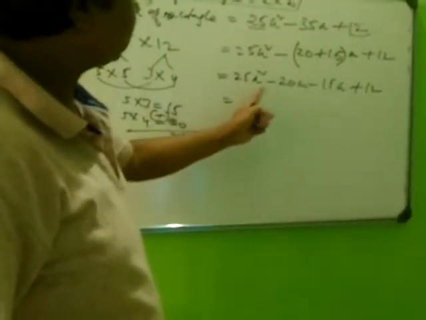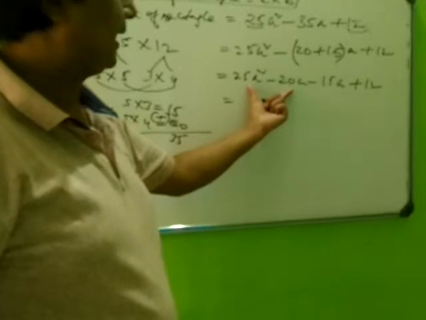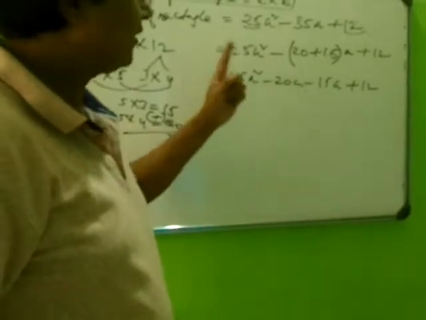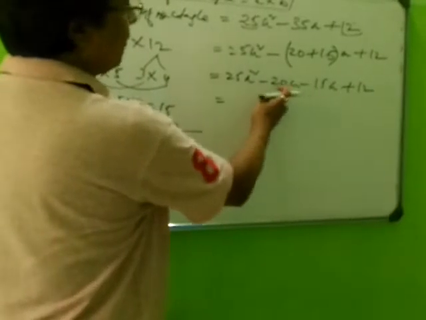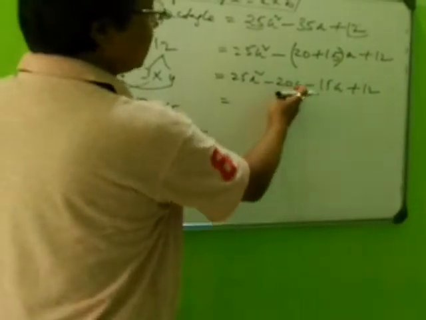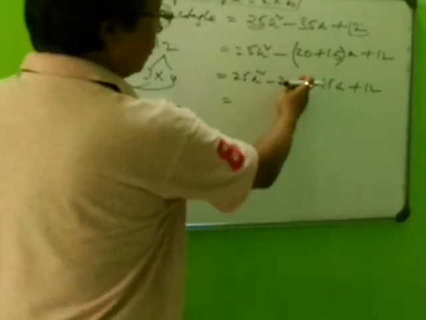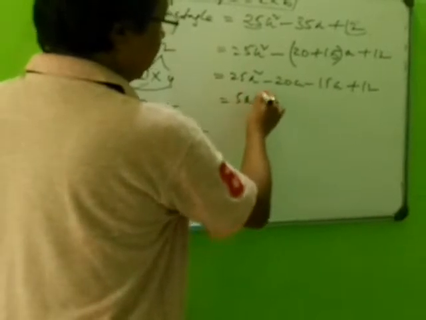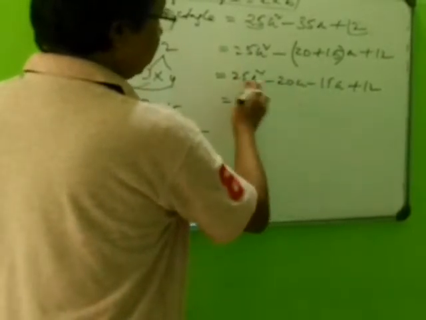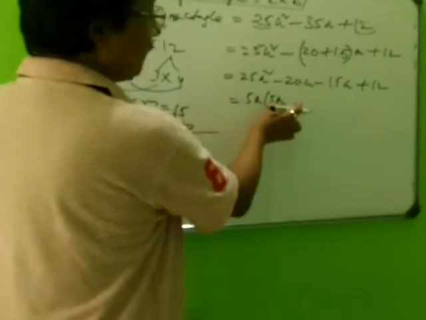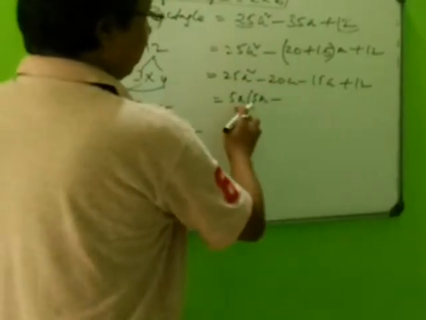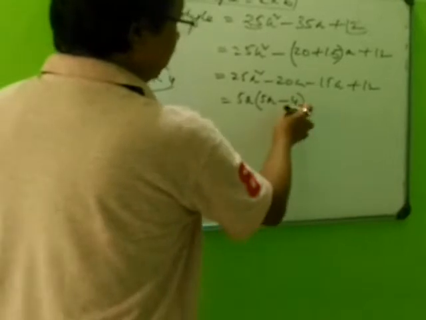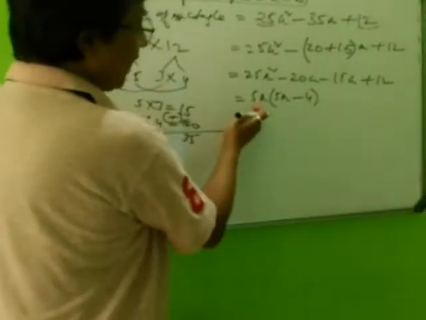Between these two terms, the highest common factor is 5a, because 20 and 25 are both divisible by 5, and the lowest power of a is the power 1. So it will be 5a. 5a into 5a is 25a square, minus 5a into 4, 20a.